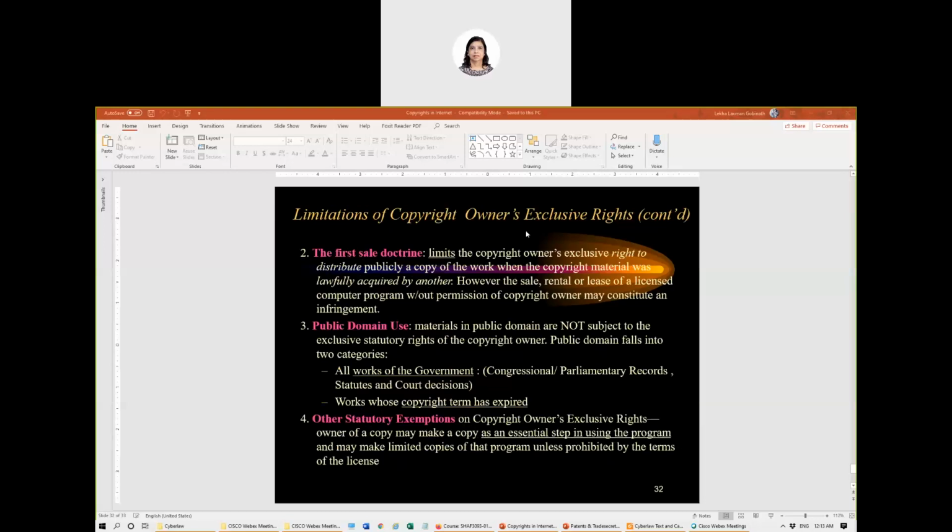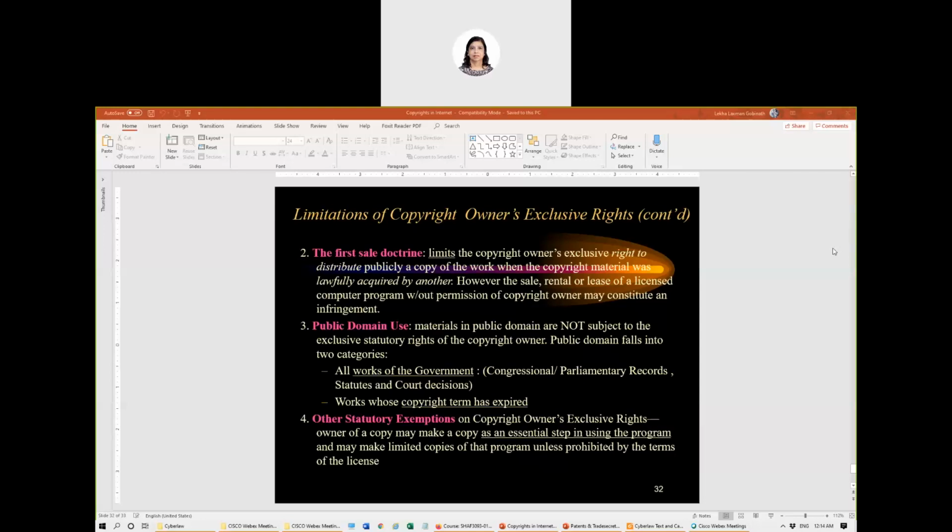First sale doctrine, right? So an example is, for example, if you bought a book, right? Then you bought it, like you paid money, you bought it, right? Then you have lawfully acquired it. Now you have ownership over it. Then you're allowed to sell that book, say secondhand, right? After using it, right? So that's called the first sale doctrine. Again, this first sale doctrine limits the copyright owner's exclusive right to distribute publicly a copy of the work. All right. So because the book was lawfully acquired, right, you can actually sell it, right? Because you were the first person to acquire the right by buying it for sale, and then you sell it again, right? So that's called the first sale doctrine.